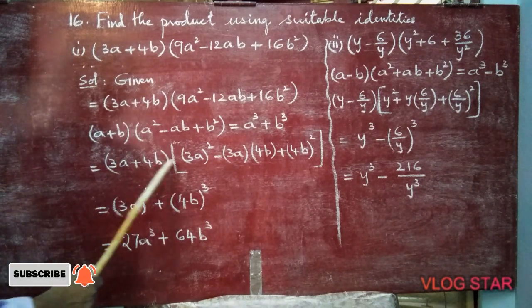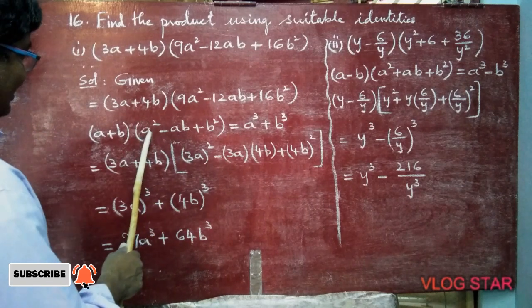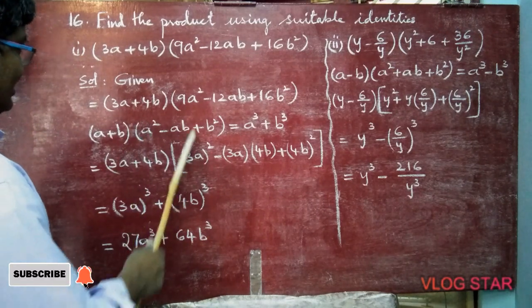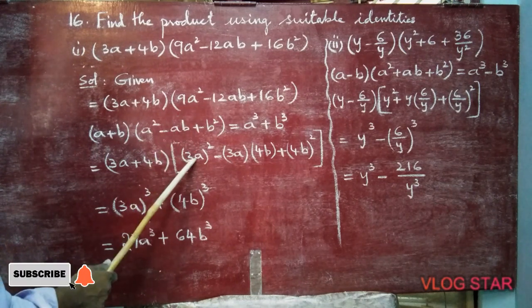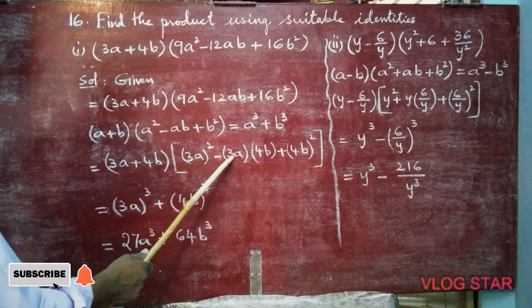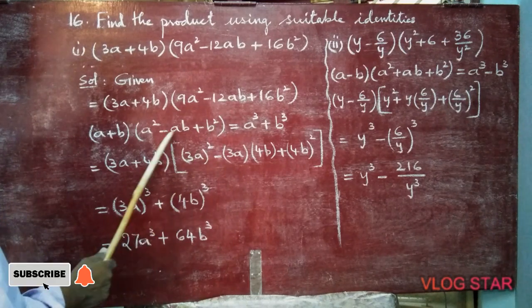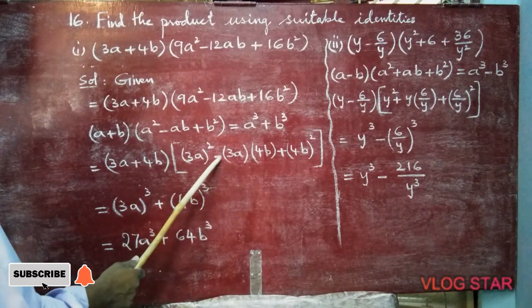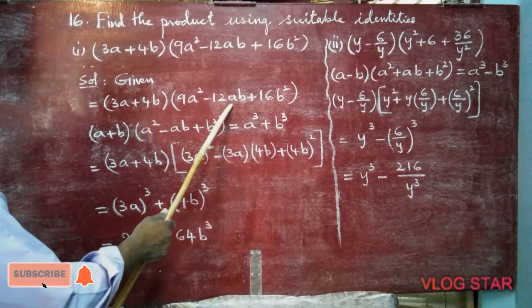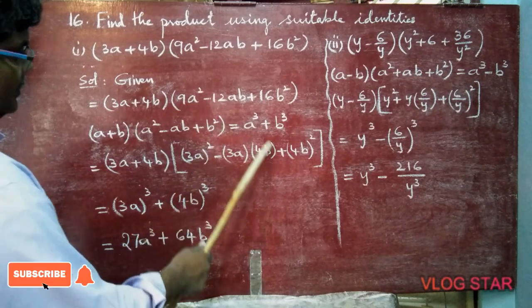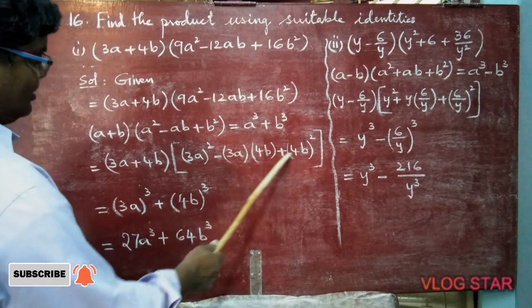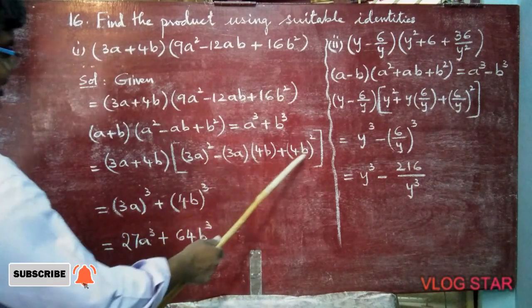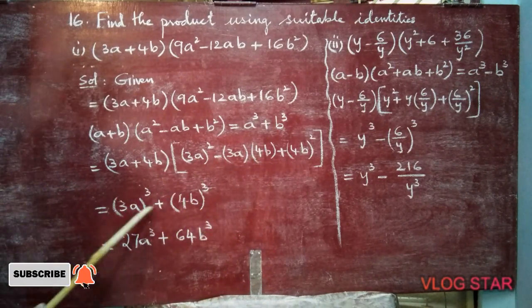3a plus 4b. Here a square is 3a whole square. Go back and check, 9a square is there or not? Correct. Minus 3a into 4b because minus ab, minus 3 4s 12ab. Cross checking. Plus 4b whole square, 4 4s 16b square. So we have written in this form, a cube plus b cube.